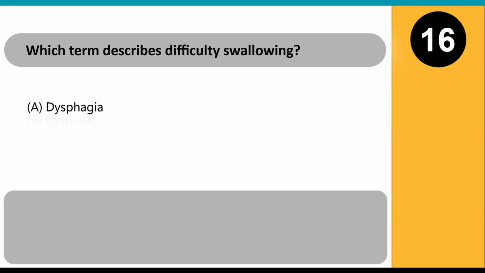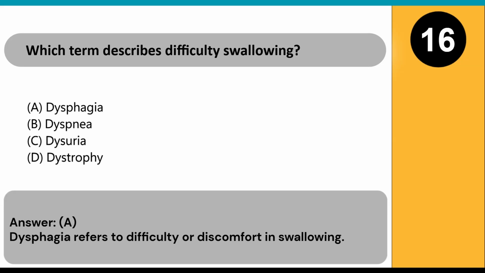Which term describes difficulty swallowing? A. Dysphagia. B. Dyspnea. C. Dysuria. D. Dystrophy. Answer A. Dysphagia refers to difficulty or discomfort in swallowing.